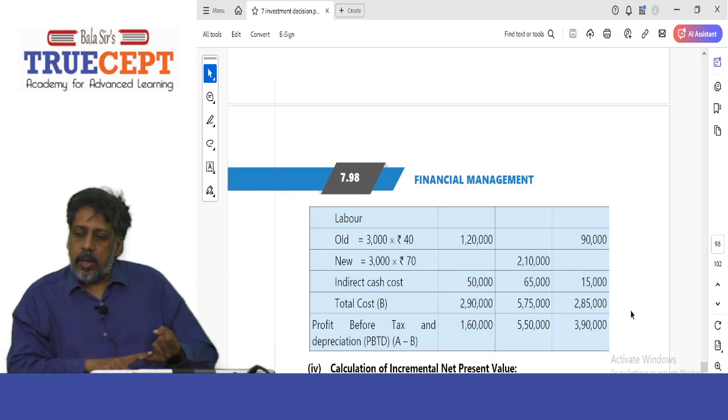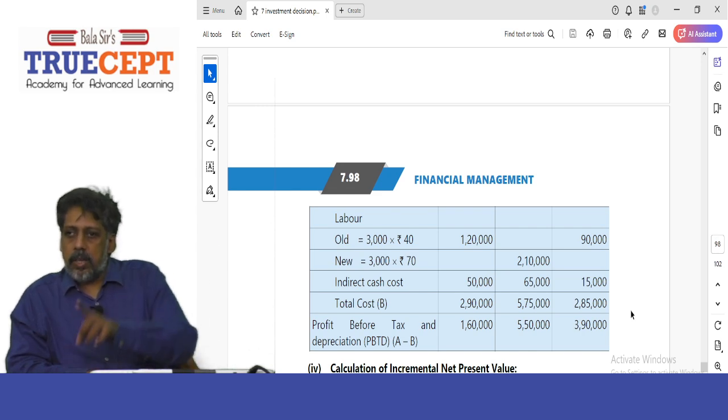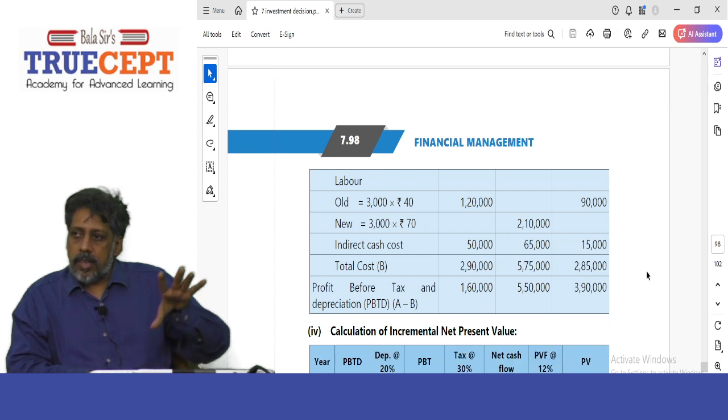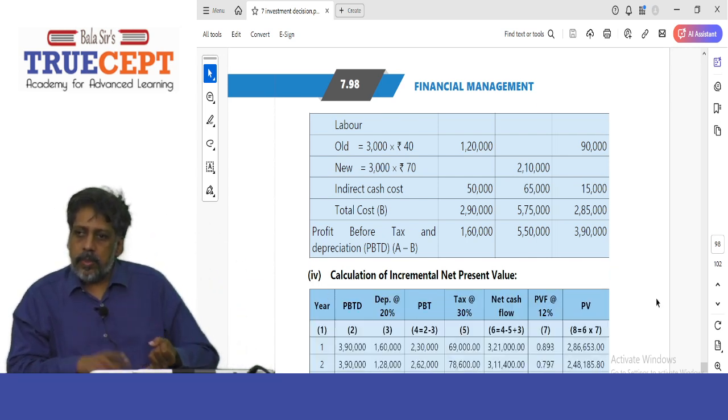And then wages will be 3,000 labor hours into 40, 1,20,000. 3,000 hours into 70, 2,10,000. So incremental labor cost 90,000. Then indirect cash cost, for example rent, salaries and so on, right? How much? 50,000? 65,000 and the difference, 15,000. That's it. Now what do you do?